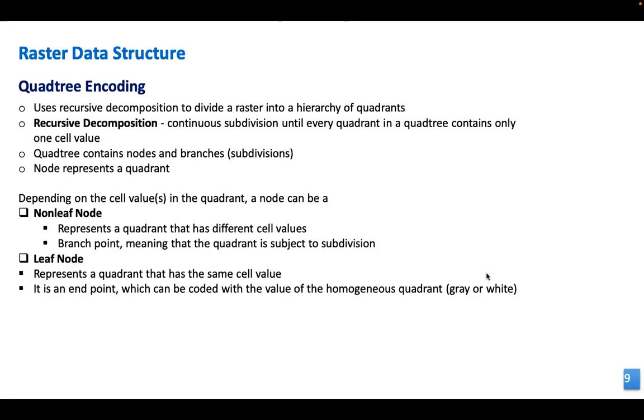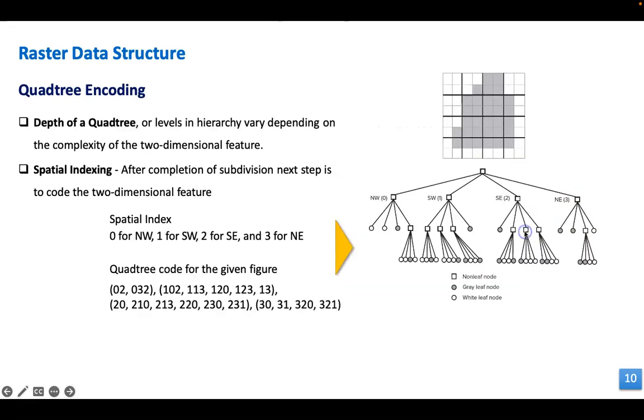A leaf node represents a quadrant that has the same cell value. It is an end point, which can be coded with the value of the homogeneous quadrant, gray or white. In quadtree encoding, the depth of the quadtree, or level of hierarchy, varies depending on the complexity of the two-dimensional feature.